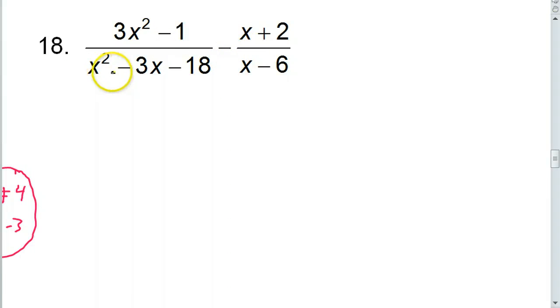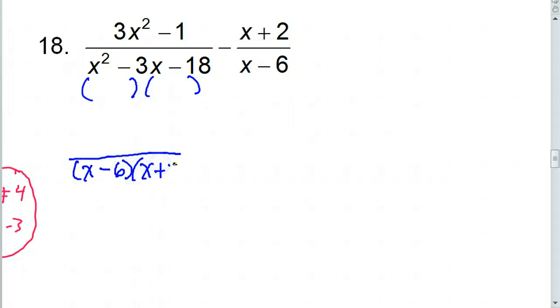Okay, so anyway, we got to factor and stuff. So this is going to factor down. I might as well just do it down here. So this is going to be x minus 6, x plus 3. That sounds right to me. Nothing happening up there, so I'll just keep that what it is.